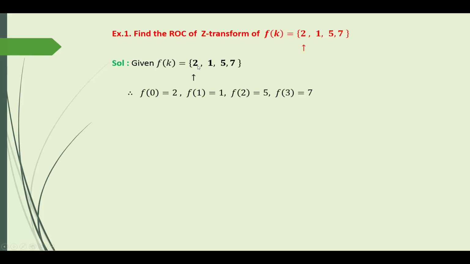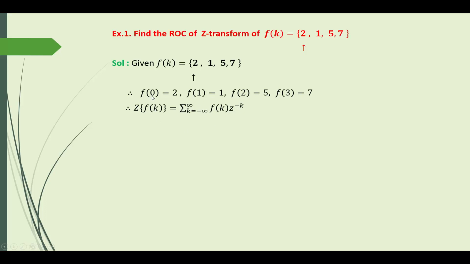Given f of k equal to 2, 1, 5, 7, therefore f of 0 is 2. When k is 1, f of 1 is 1. When k is 2, the value of the function is 5, f of 2 is 5. When k is 3, f of 3 is equal to 7. Therefore, Z transform of f of k, we know the definition, sigma k varies from minus infinity to plus infinity f of k z raised to minus k.